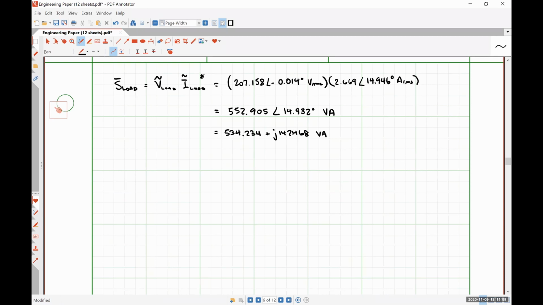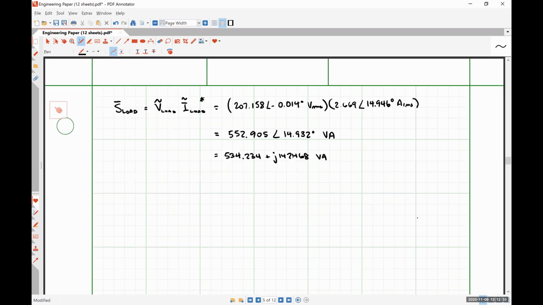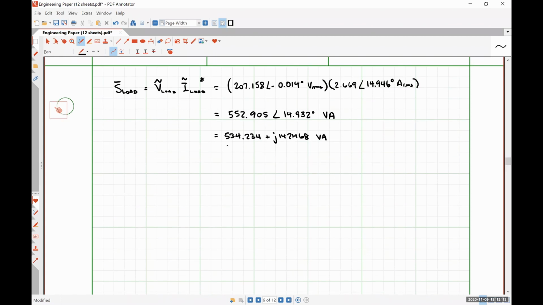So, if I can, it won't let me pull these things up at the same time. So our answer for our average power here, the way we worked it out the first time, is 534.234, and we get that exact same number right here. That's because the average power, by definition, is the real part of the complex power. So if you can do this simple mathematical operation, multiplying V RMS phasor times the conjugate of the I RMS phasor, you can get the average power.